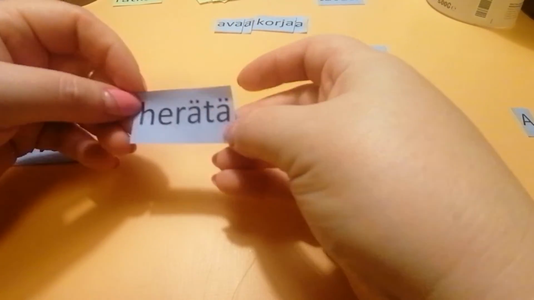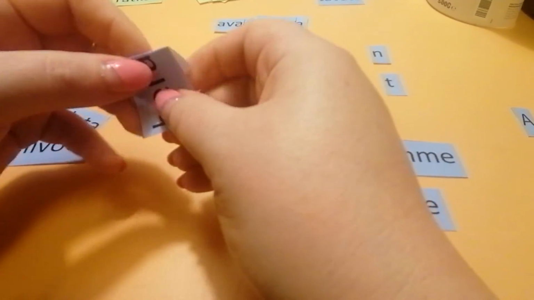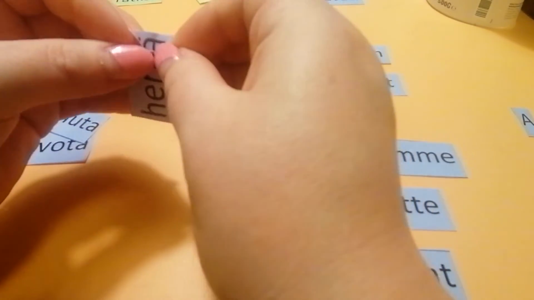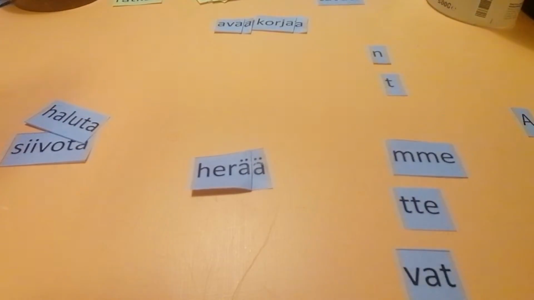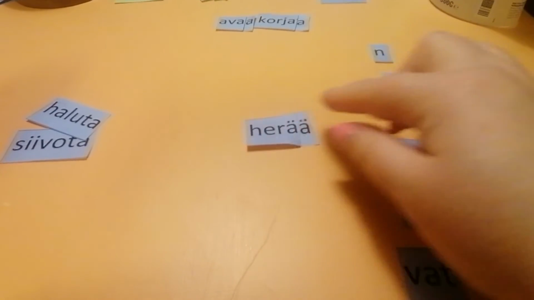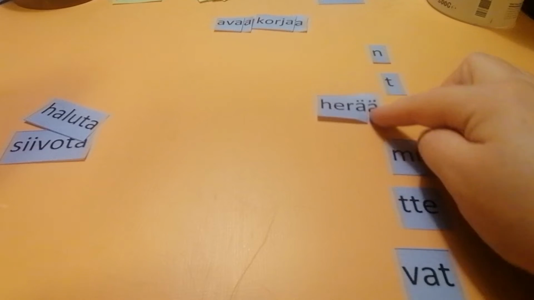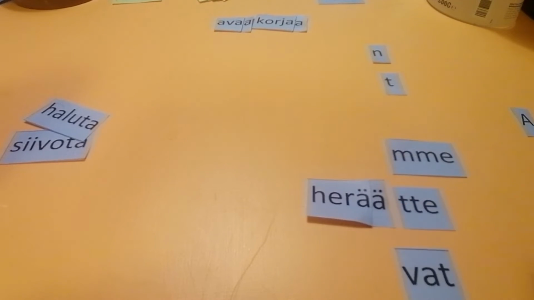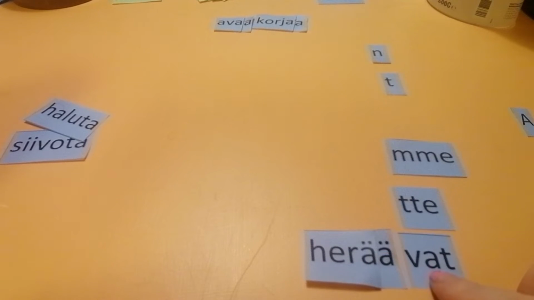And again we have herätä, which means to wake up, and we delete the T like this, and this is our body. Minä herään, sinä heräät, hän herää, me heräämme, te heräätte, ja he heräävät. And this one needs the dots here.